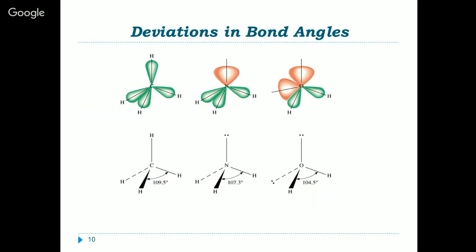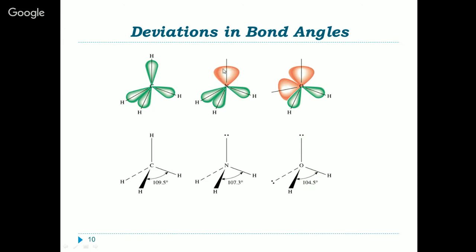So what happens when we don't have just atoms? When we deviate from that? So here we have methane, all atoms surrounding the central atom. Here we have ammonia, where we have 1 lone pair of electrons, 3 atoms. And here we have water, 2 lone pairs, 2 atoms. So we notice that the more lone pairs of electrons we get, the bond angle is going to decrease because these electrons are going to spread out.